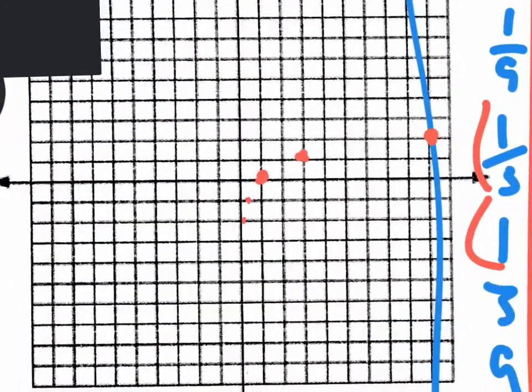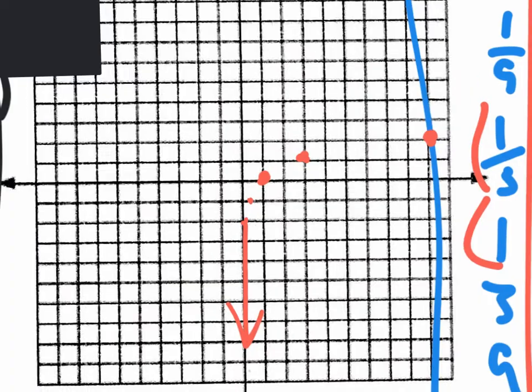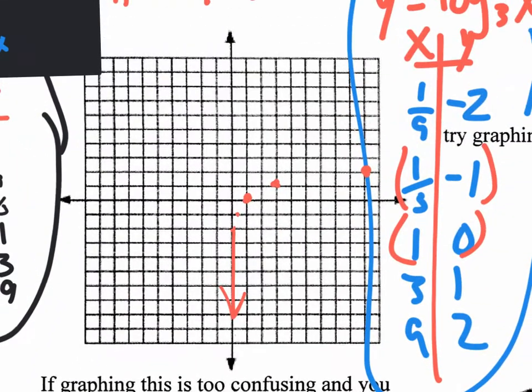So 1/9 is even closer. So we know that it's going to continue to get infinitely closer to the y-axis, to the x equals 0 value. But it'll never actually touch. It'll just infinitely approach. And there's your graph.